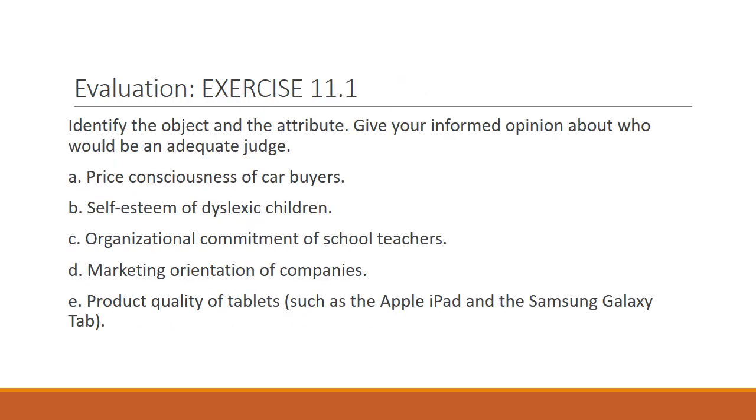Let's move on. So you see, this is the exercise which you all have to attempt. Let me do part A for you so that you better be able to attempt all of them up till E. Identify the object and the attribute. Give your informed opinion about who would be an adequate judge. So see what we have learned about the judge before. The judge is the one who will give the information about the characteristic, and the object is the one about which you are getting the data or the attribute or the characteristic.